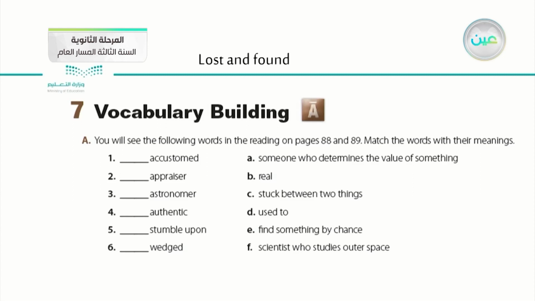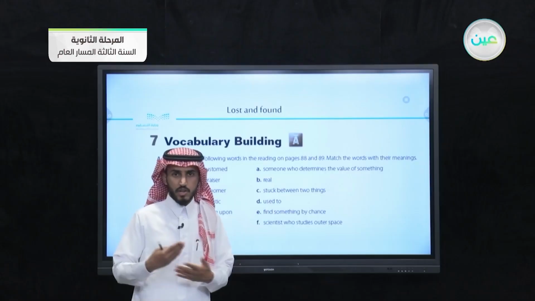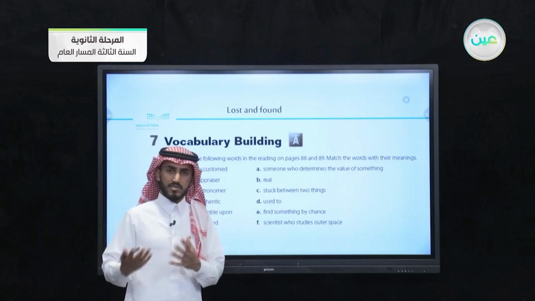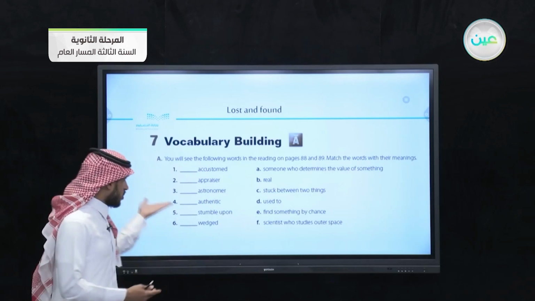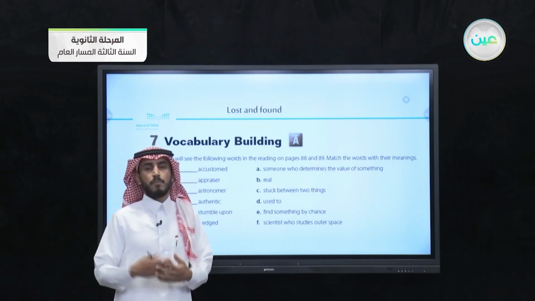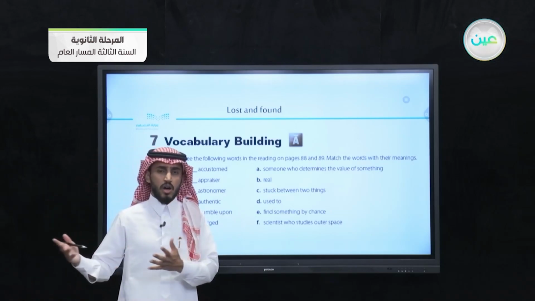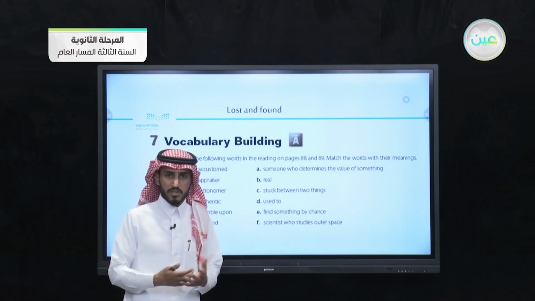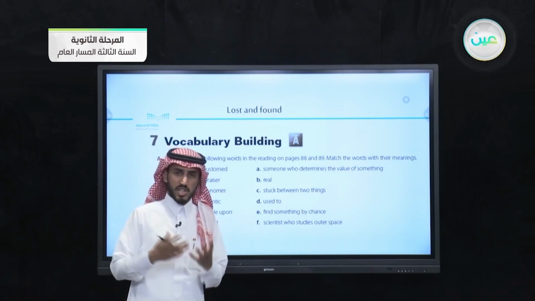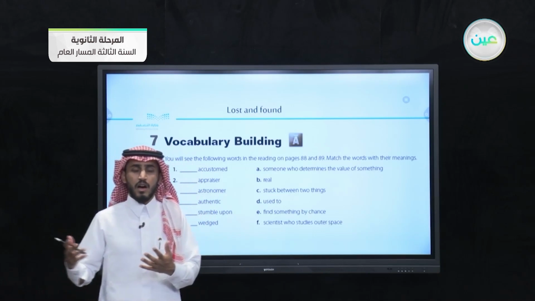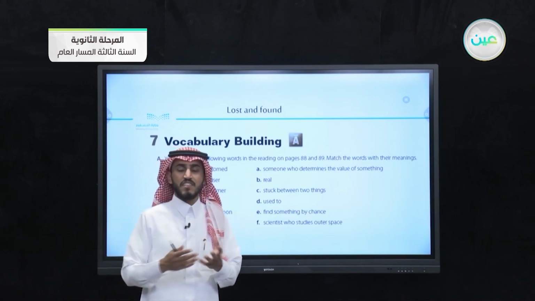Number 1, the word accustomed. What is the meaning of accustomed? When you do something regularly, that means you are accustomed to that thing. Number 2, appraiser. Appraiser is someone who is an expert or a specialist in determining the value of things.